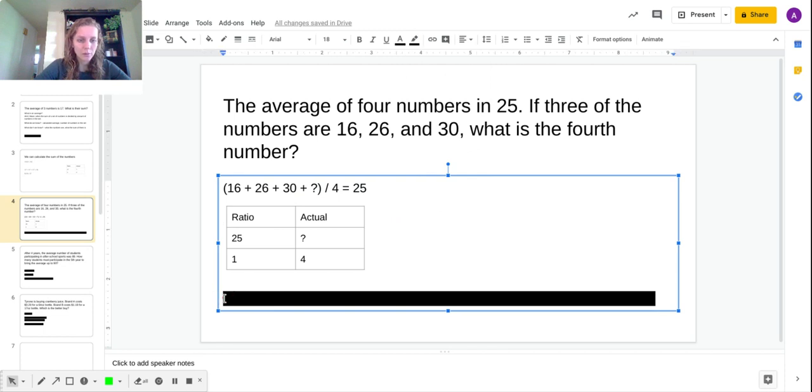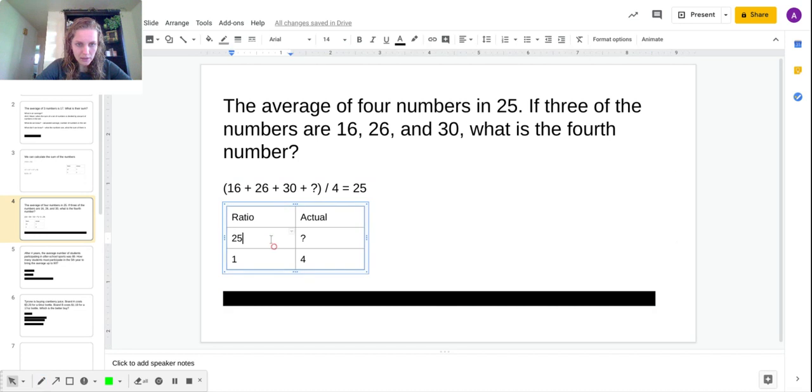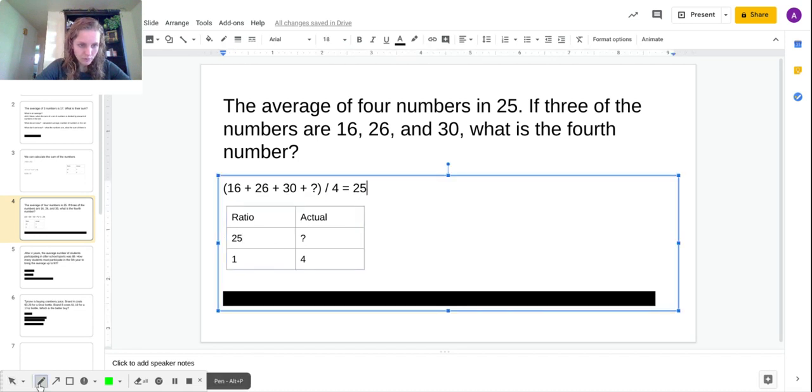So basically over here, we can cross multiply like we did in the last problem. So we're basically saying that this is equal to this. So like that this is 25 over 1, and that this is something over 4. And we are trying to figure out what this something is. So we can cross multiply.